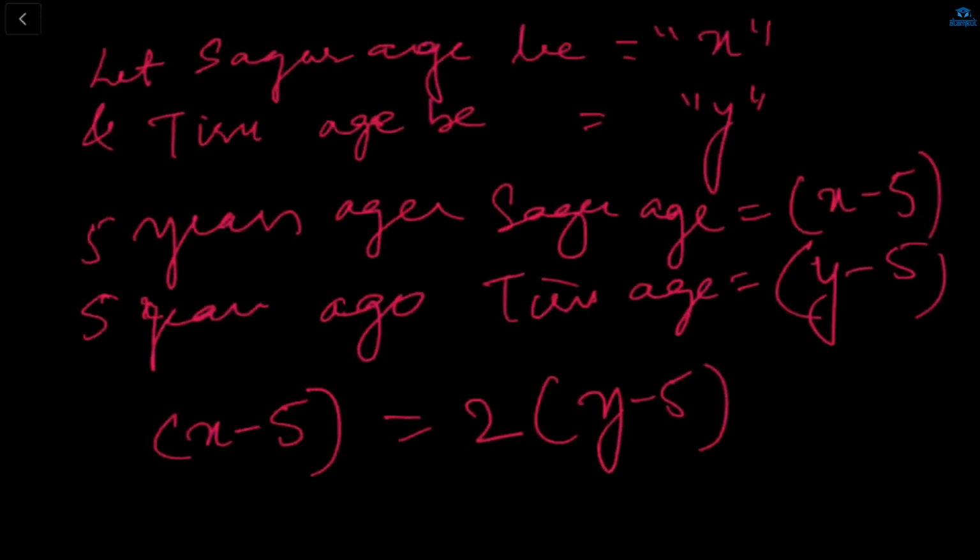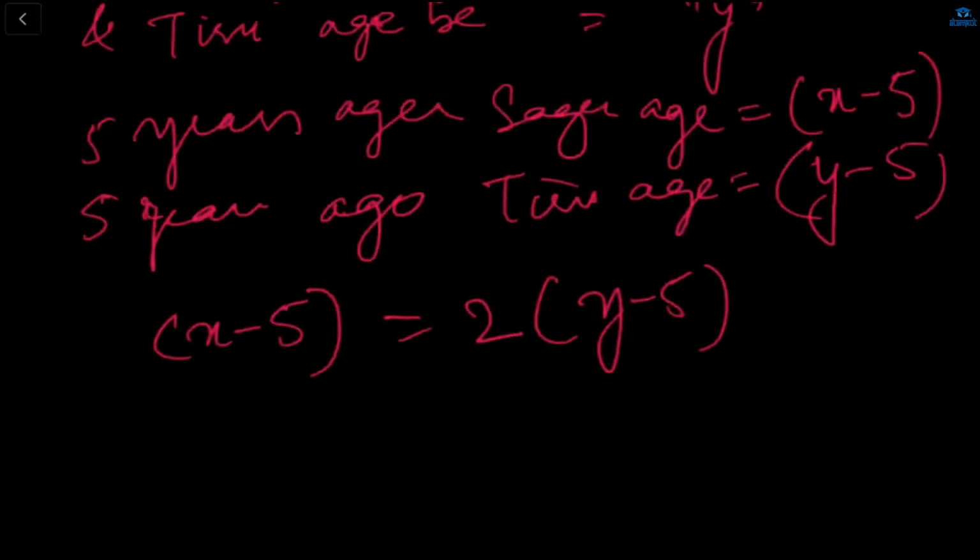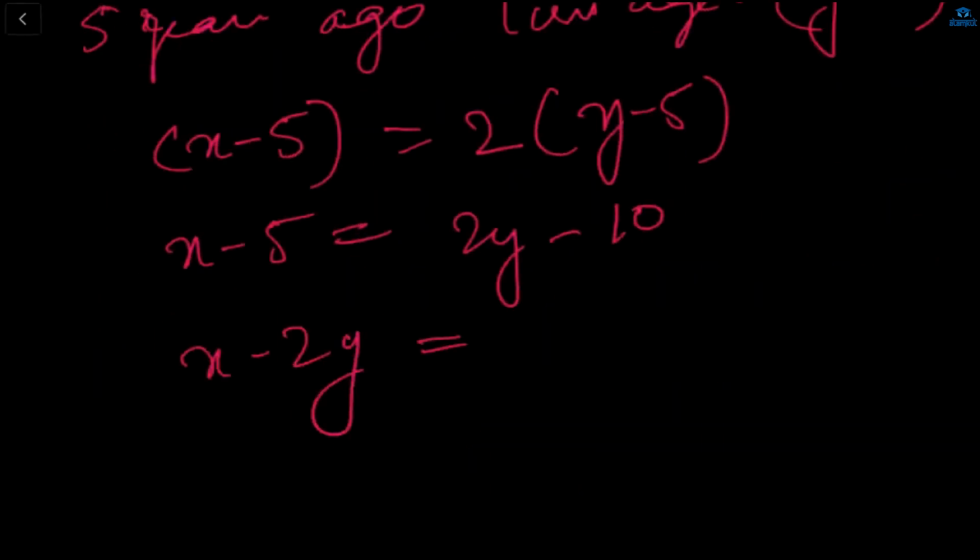You can expand it a little bit: 2y minus 10, or you can bring it to one side, so it will be x minus 2y equals minus 5. This is your first equation.